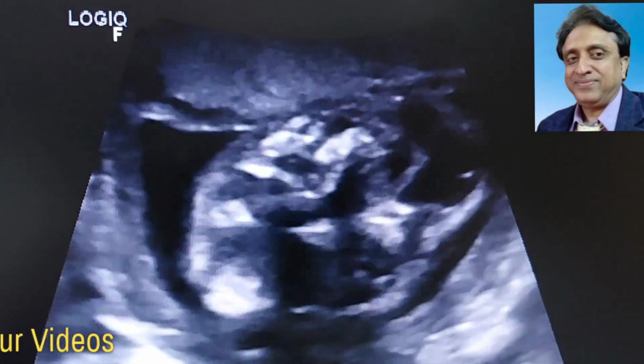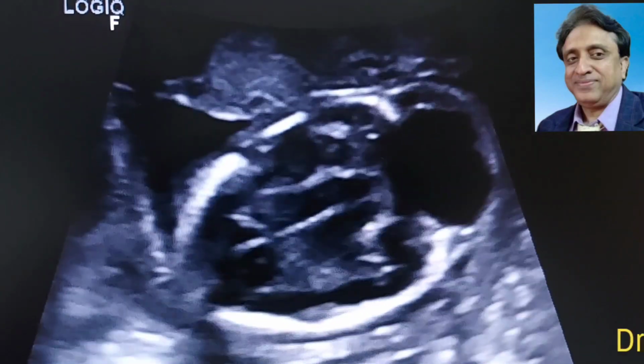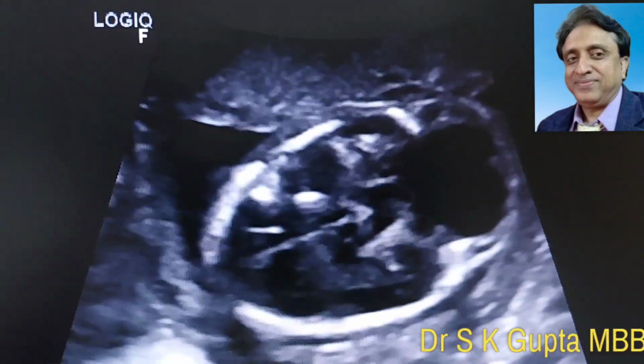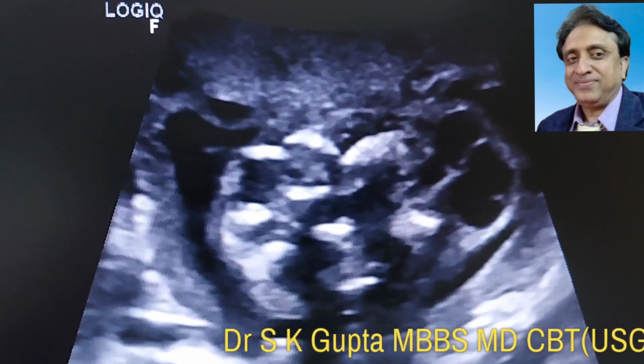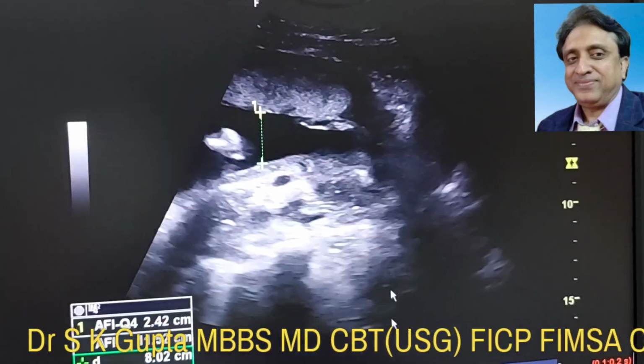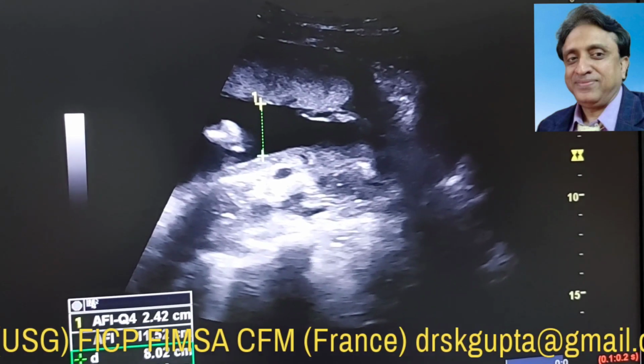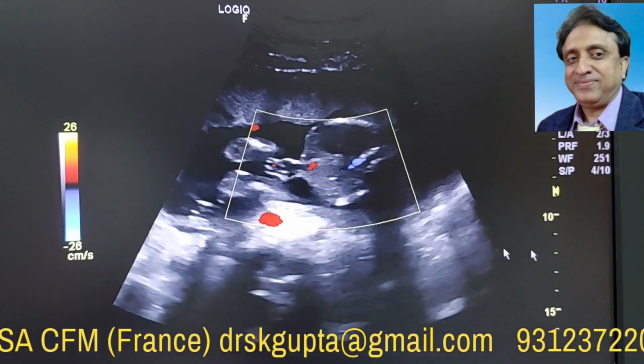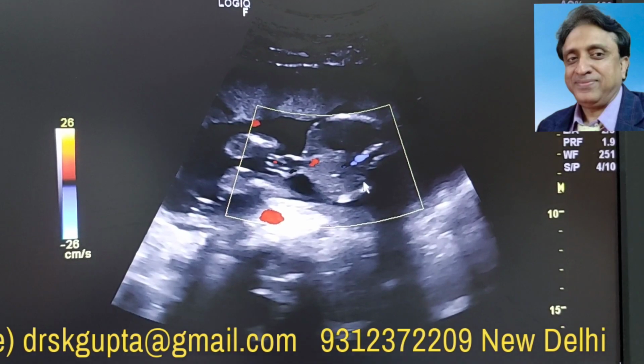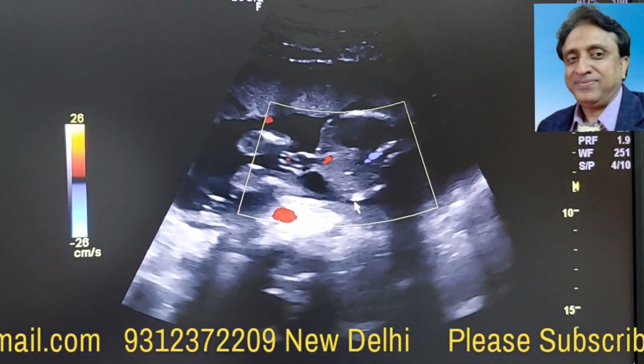Showing the same thing in the gray scale, you can find there is a big cyst at the posterior part of the brain in the occipital region, that is the cerebellar encephalocele. There is no polyhydramnios in this patient. The AFI was normal. The clip showing the attachment of the umbilical cord to the abdomen of the fetus. There is no omphalocele.